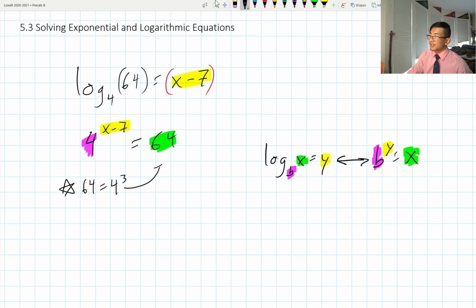And so what I can do is I can just substitute that in, and I know that 4 to the x minus 7 is equal to 64, but instead of saying 64, I'm going to say 4 cubed. The reason this is nice is, well, it should kind of make sense. If the bases are the same and the expressions are equal, then the exponents must also be the same. And so we can really just bring this down and say that x minus 7 is equal to 3, and therefore x is equal to 10.